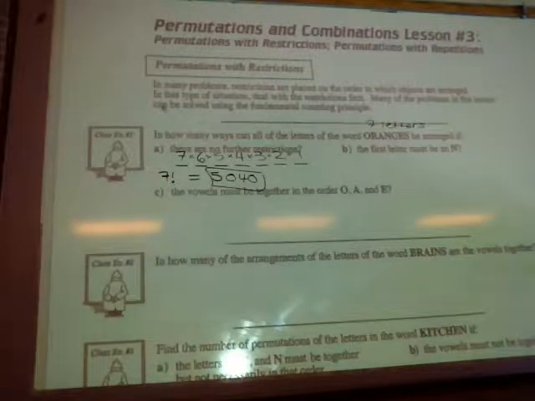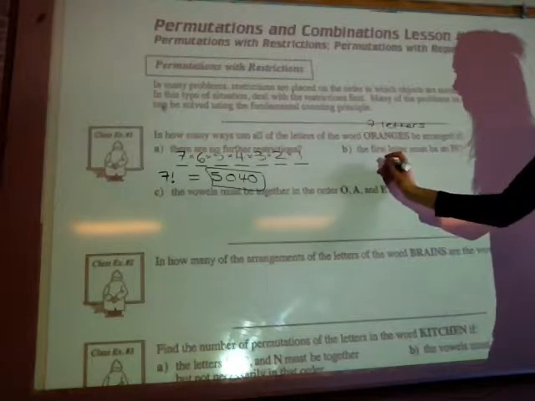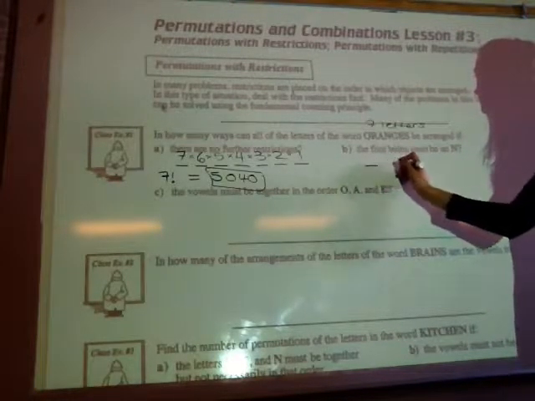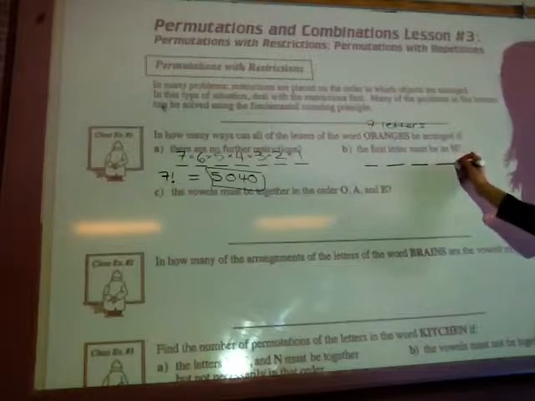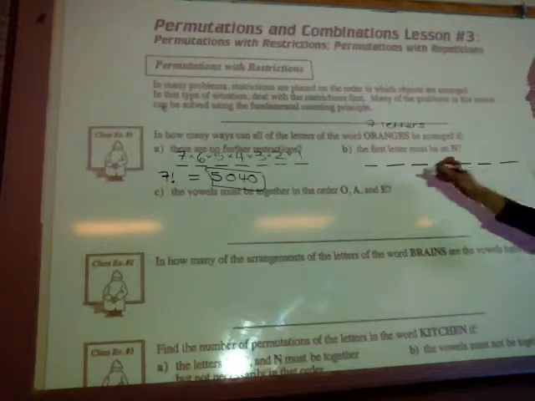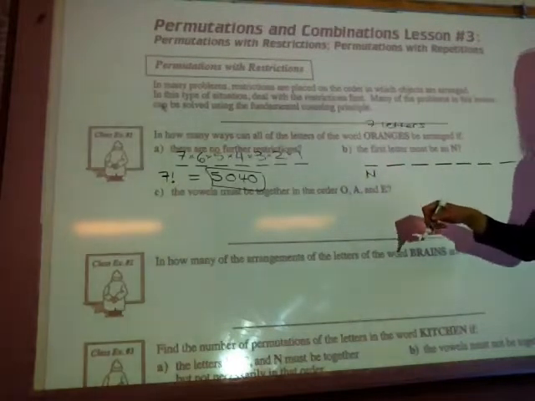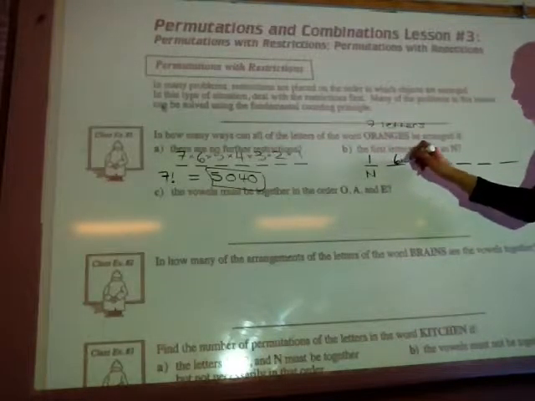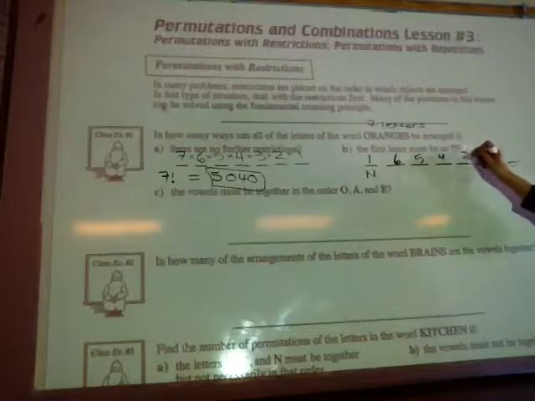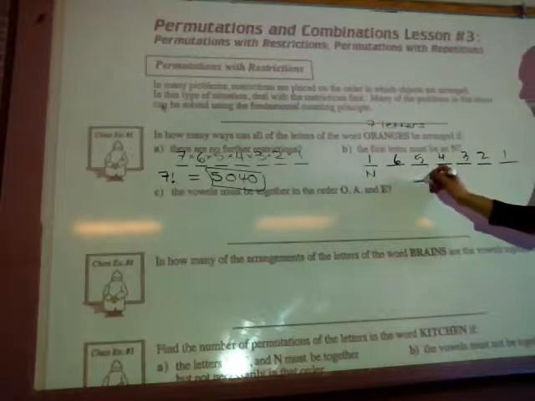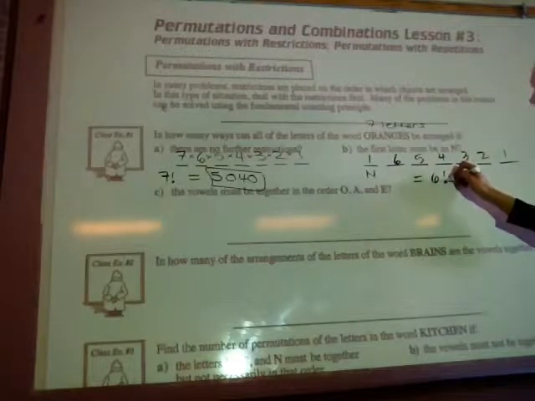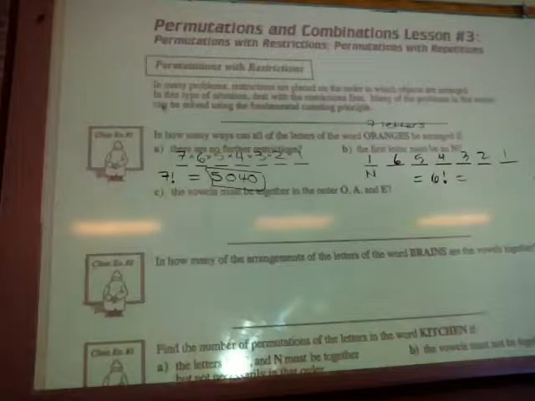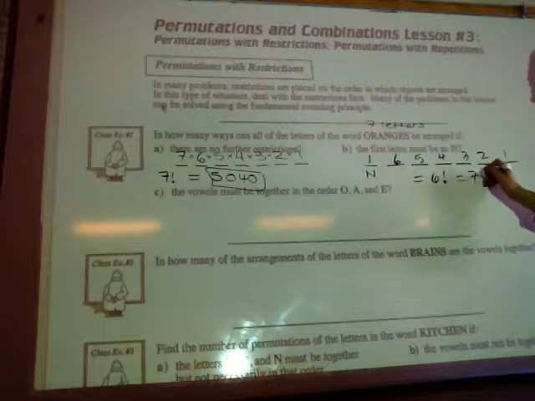All right, next one. The first letter has to be an N. Let's use the fundamental counting principle again. If the first letter has to be N, how many choices do you have for the first letter? 1, and then 6, 5, 4. So this is really equal to 6 factorial, which is 720.